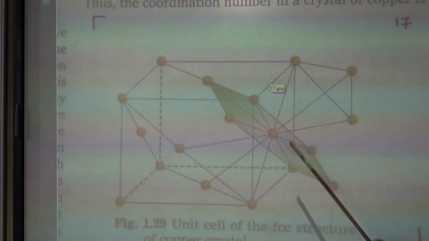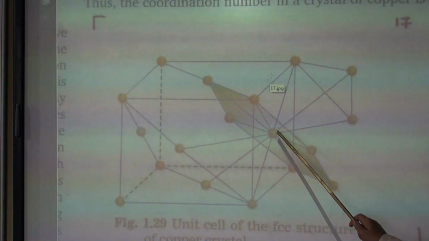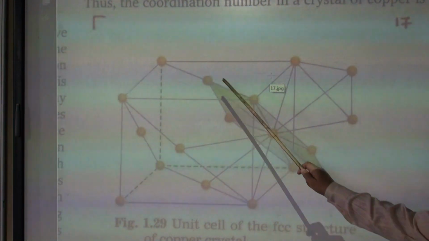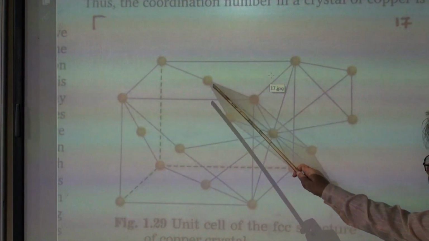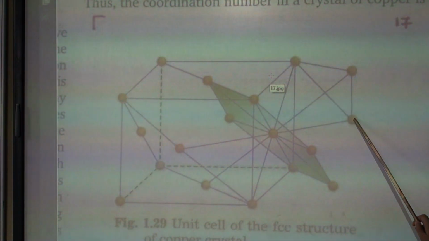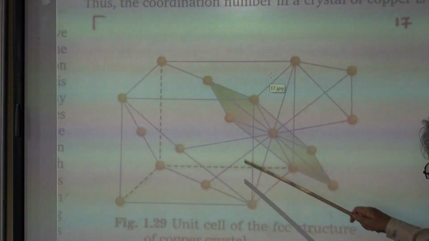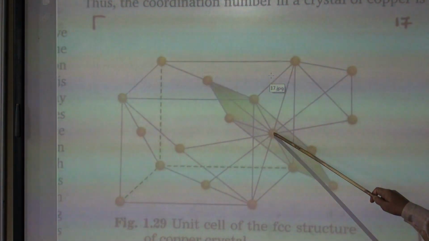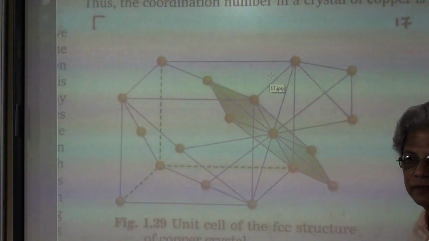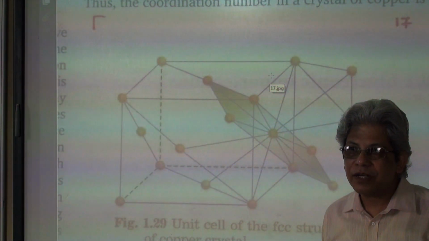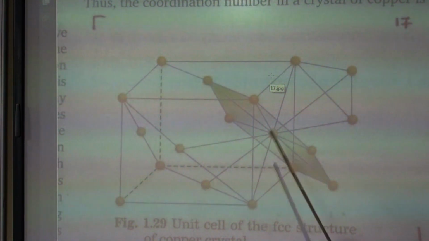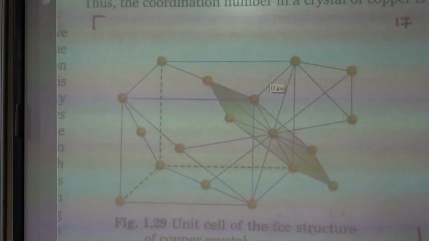Nearest neighbor. Now look at this diagram. If we see this particular copper atom, 1, 2, 3, 4, 5, 6 on this plane, 3 above this plane and 3 below this plane. They are the nearest neighbors of this particular copper atom. So what is the coordination number, or the nearest neighbors of a particle or a copper ion in this structure? It is 12.